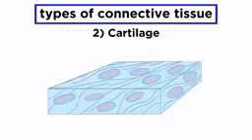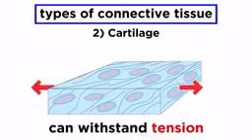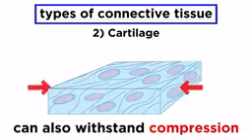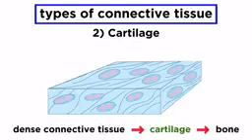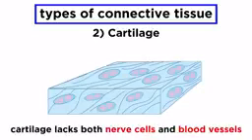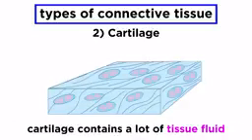Now let's look at cartilage. This has similarities with connective tissue proper because it too withstands tension, but it can also withstand compression. This makes it sort of an intermediate between dense connective tissue and bone. Cartilage lacks both nerve cells and blood vessels, so it receives nutrients by diffusion from blood vessels in a nearby connective tissue membrane. Cartilage also contains a lot of tissue fluid, which assists in withstanding compression.